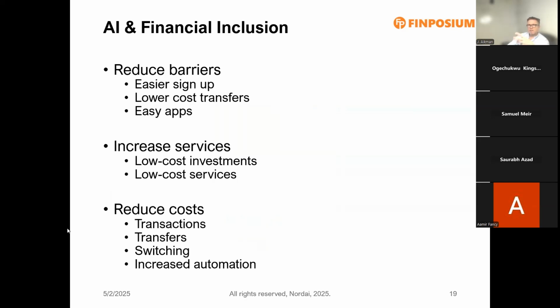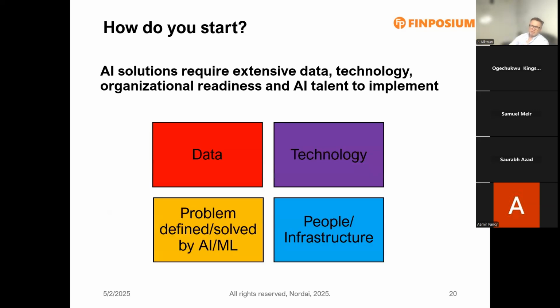So we might want to focus on the things that could reduce barriers, that would increase services. How could we reduce costs or make it easier for people to invest, easier for people to automate some of these processes, or to reach more people in that way? So again, think about the data, the technology. Think about the problem that you're trying to solve for.